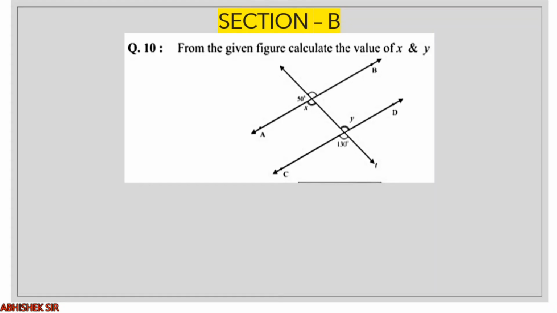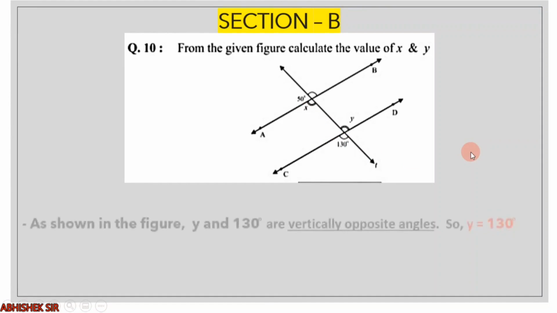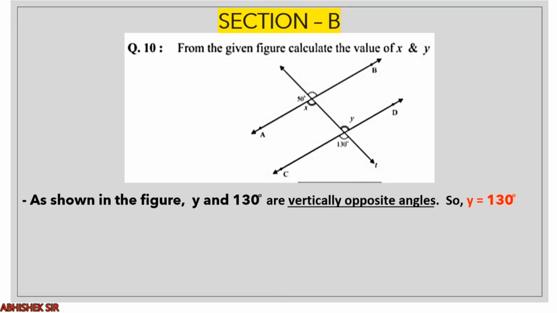Question number 10. From the given figure, calculate the value of x and y. Now, study this figure very carefully. Y is in vertically opposite relation with 130. Even 50 over here, 50 is there. Don't misunderstand for this one. 50 is on this side and 50 and x are in linear pair. Again, if you want to see it in a different way, 130 and x are corresponding angles, right? So accordingly we will solve for x and y.